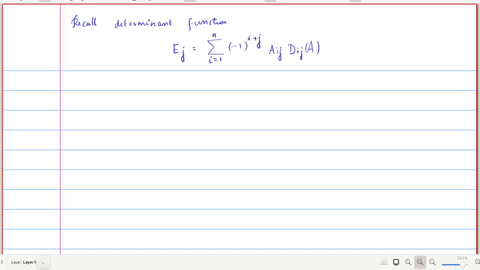Hi all. Today we continue discussing the properties of determinants. For that we recall the determinant function. We have established the existence of a determinant function as Ej equal to the summation over i from 1 to n of (-1) raised to i plus j, aij, Dij of A.